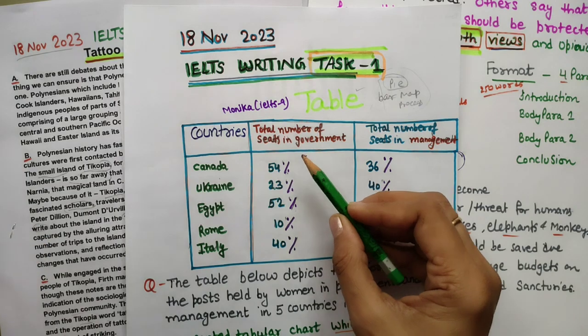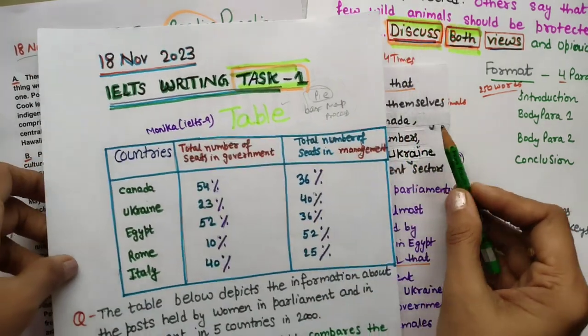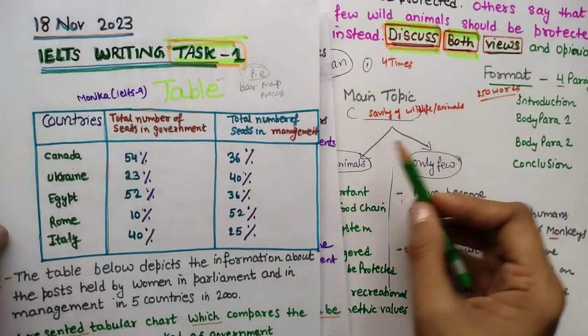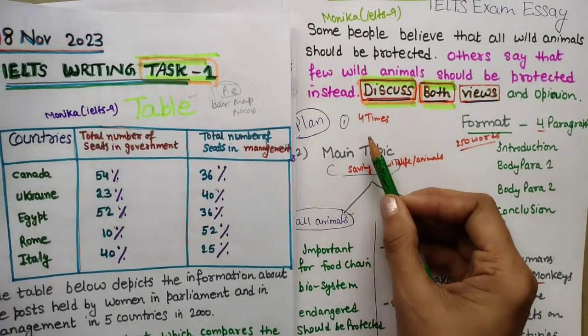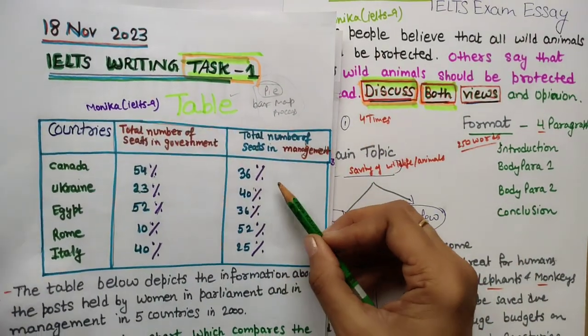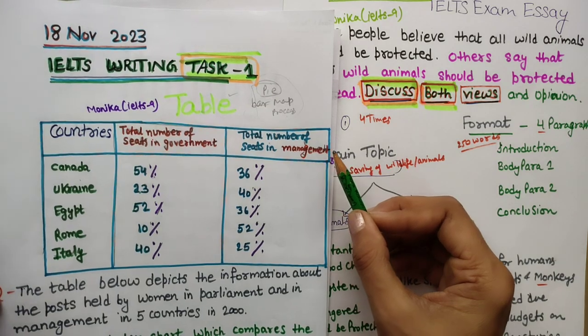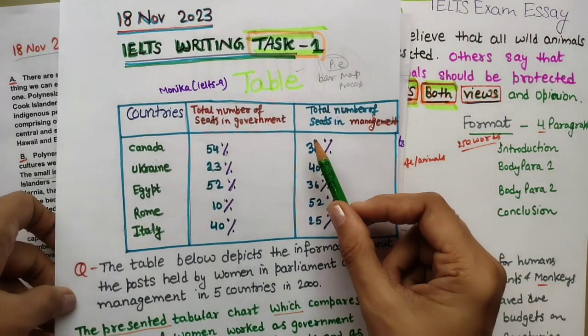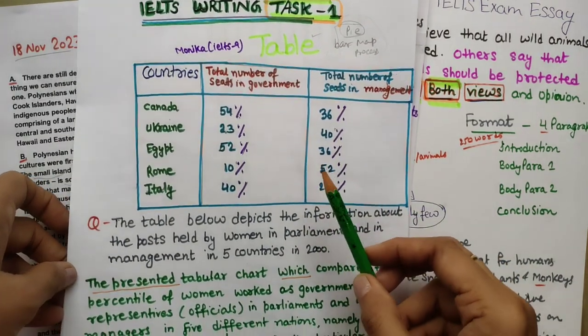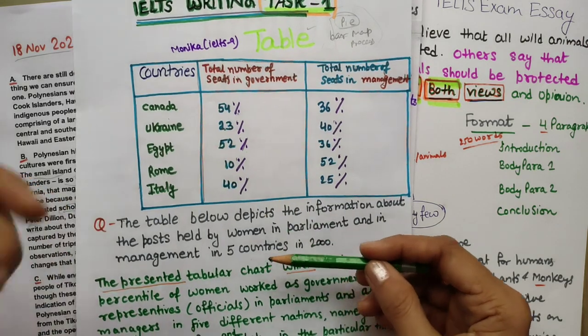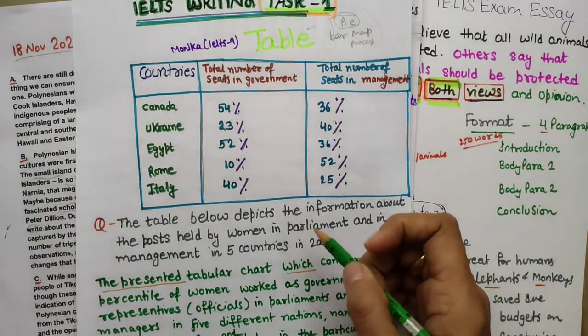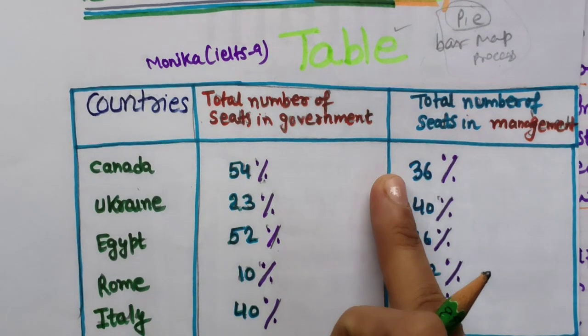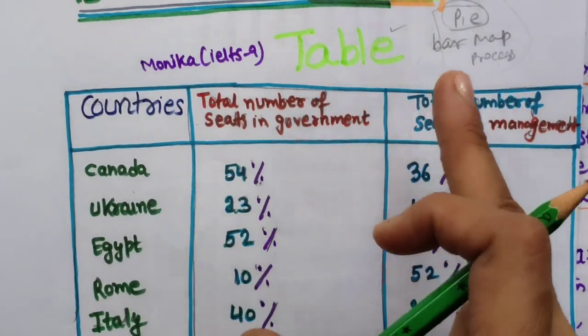I am telling you, if you focus on this, then for both writing task 1 and 2, you can easily get 7 or 7 plus band scores in writing, because many things are there, you have to just follow them while writing everything. Now let's start. How to write IELTS writing task 1 table chart.